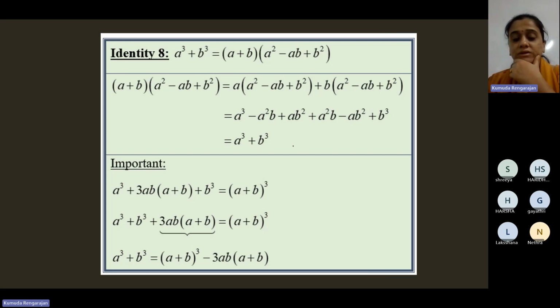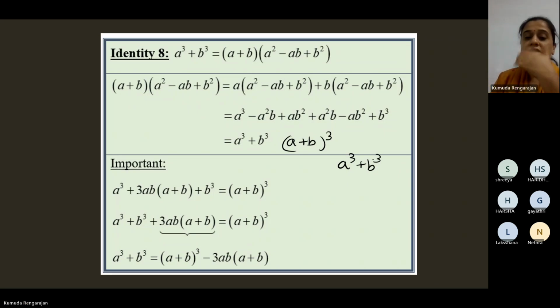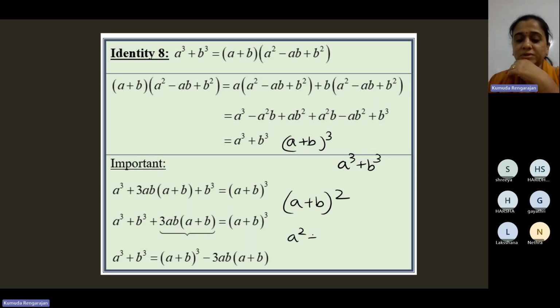Now there's a difference between a plus b the whole cubed and a cubed plus b cubed. They're not the same. Like a plus b the whole square and a square plus b square, they're not the same. A plus b the whole square: see the order in which we calculate. You'll have to add a and b and then square the result. What do we mean by a plus b the whole square? Add a and b, that result should be squared.